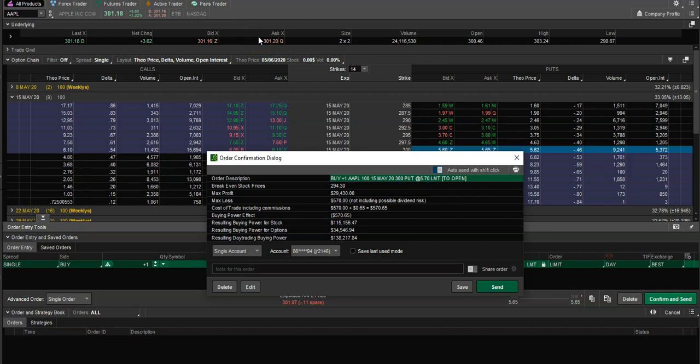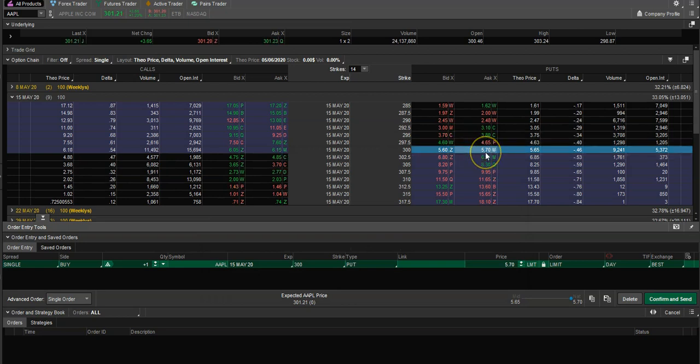So come expiration, if the stock is trading at $290, I will make the difference between 290 and 294.30, which would be $430. And that's if I want the stock to move lower.